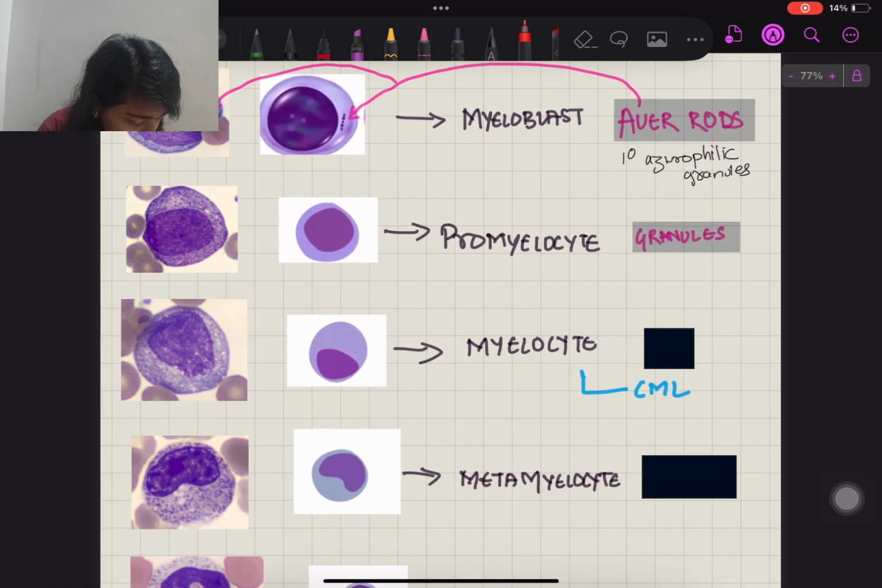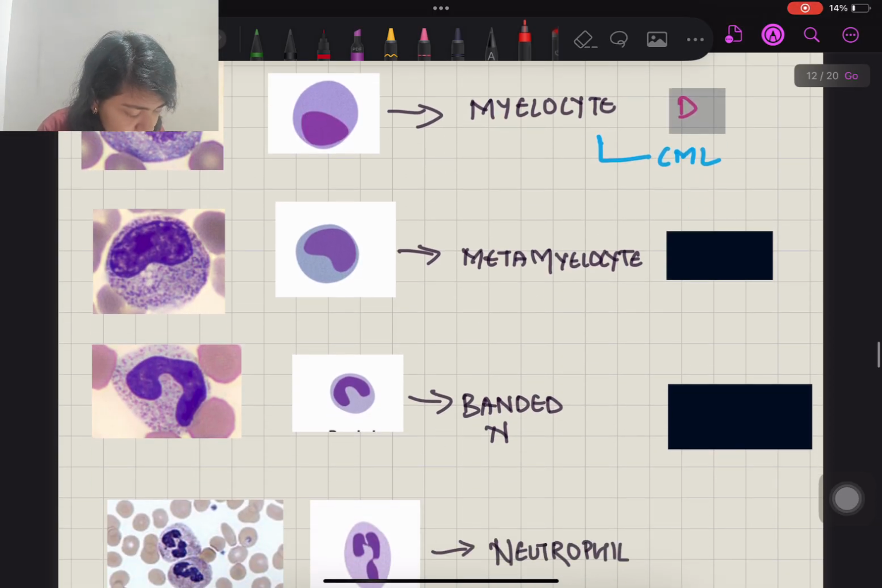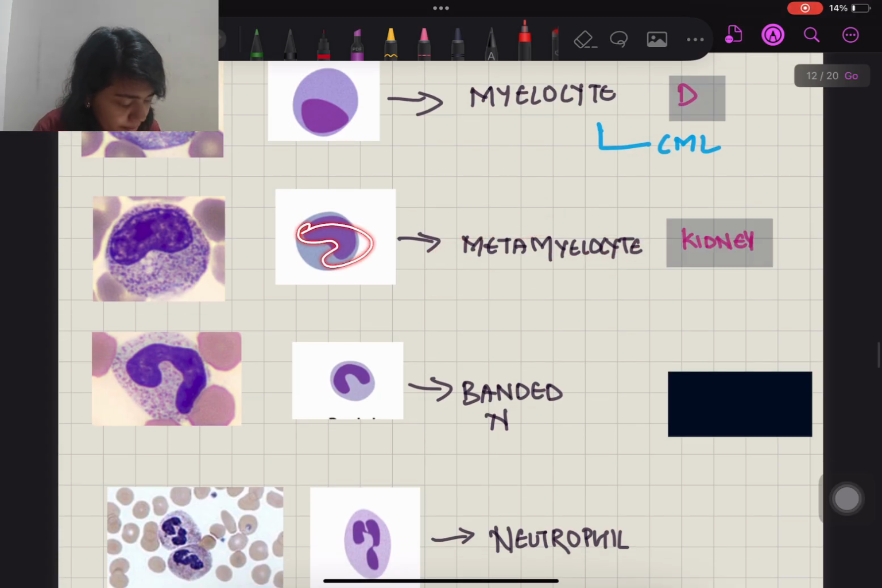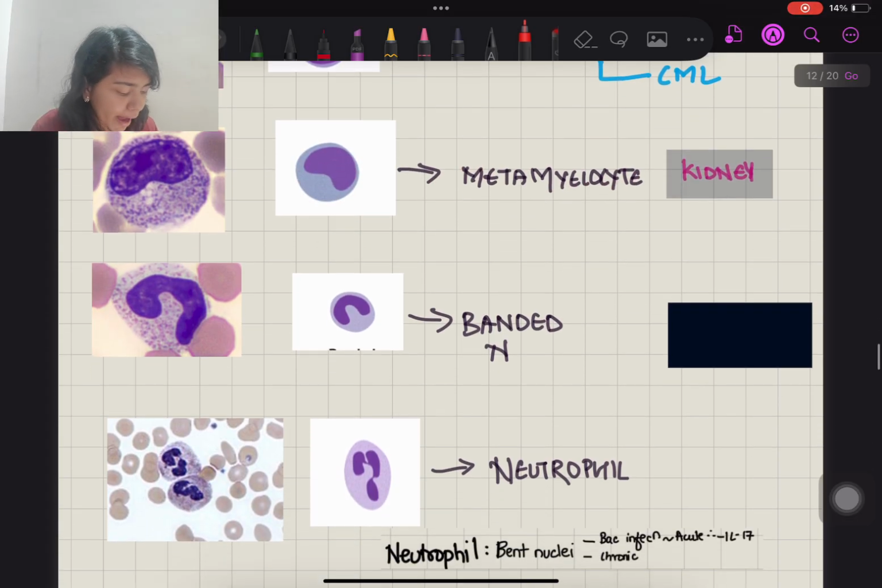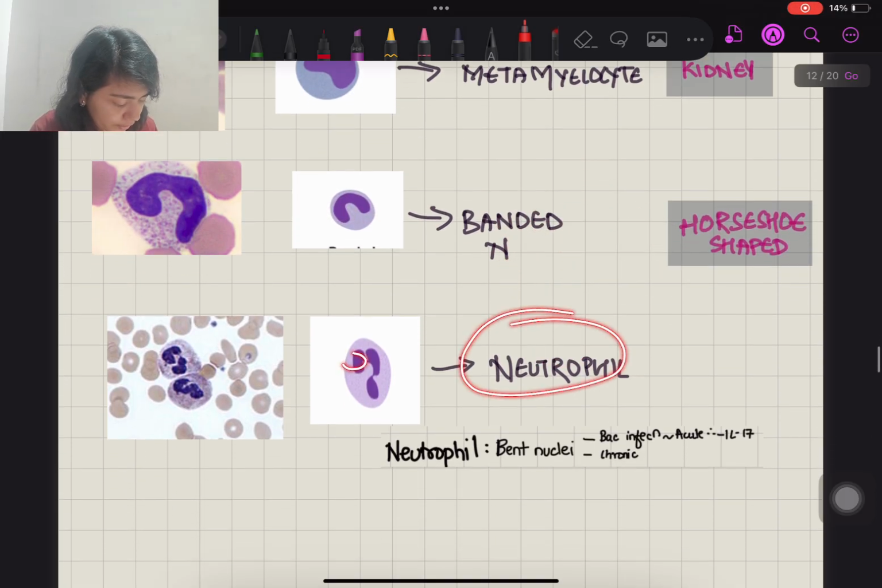Promyelocytes, you are going to see granules. Myelocyte, you see this? This is a D-shaped nucleus. Metamyelocyte, kidney shaped. You see this shape? Kidney shaped nucleus. In banded neutrophil you see a horseshoe shaped nucleus, and then in neutrophil, a segmented nucleus.